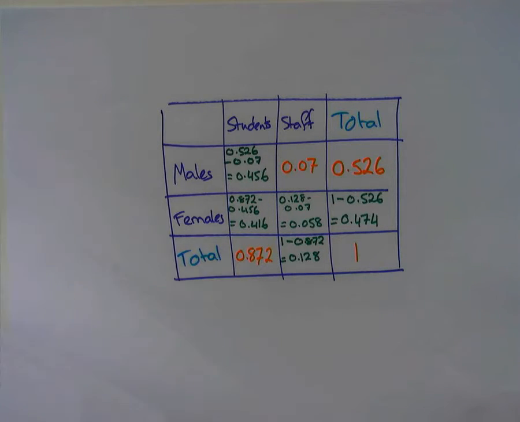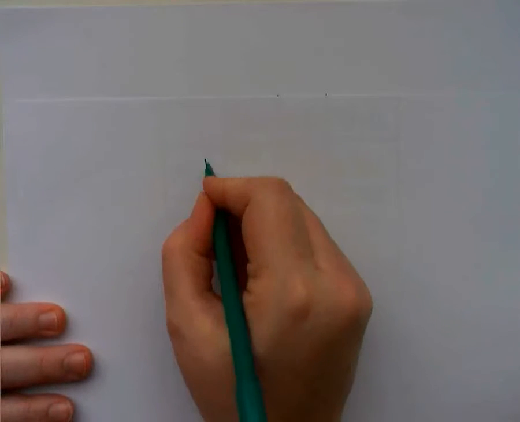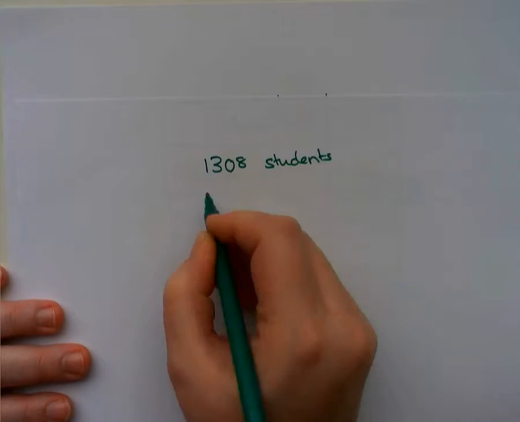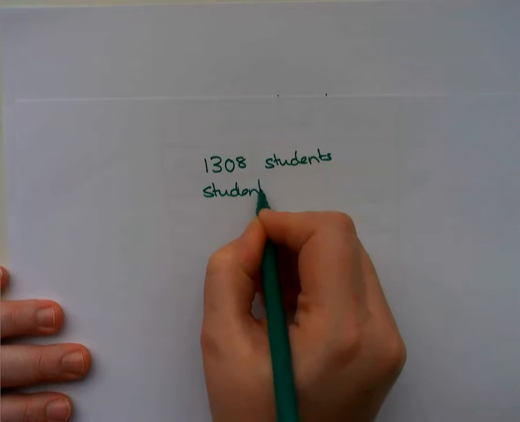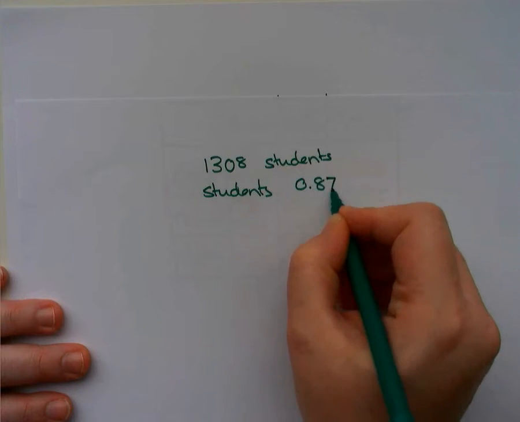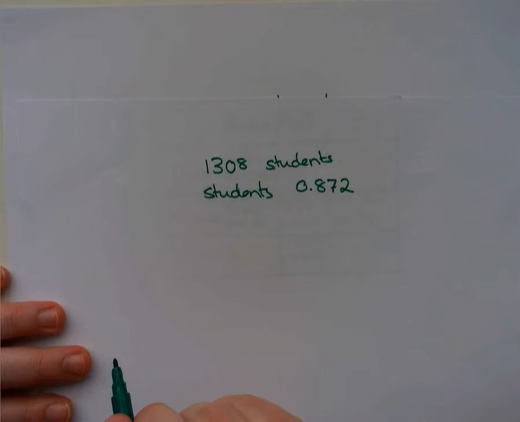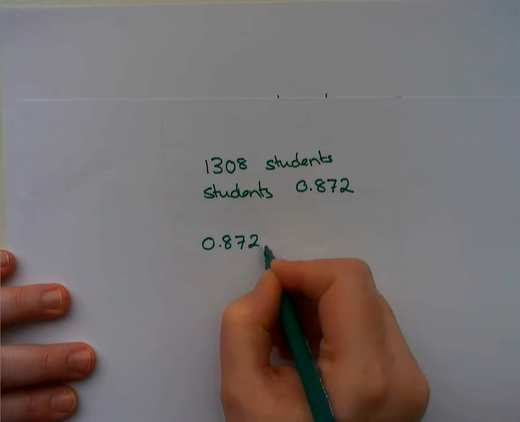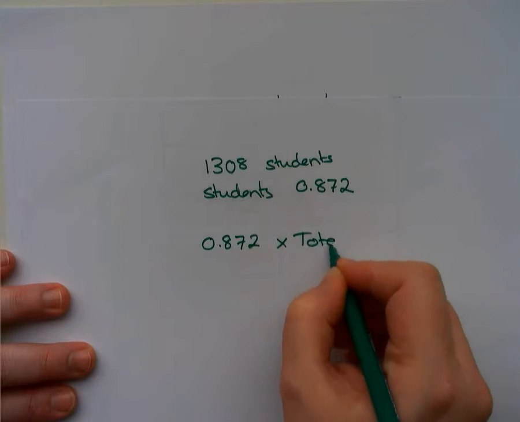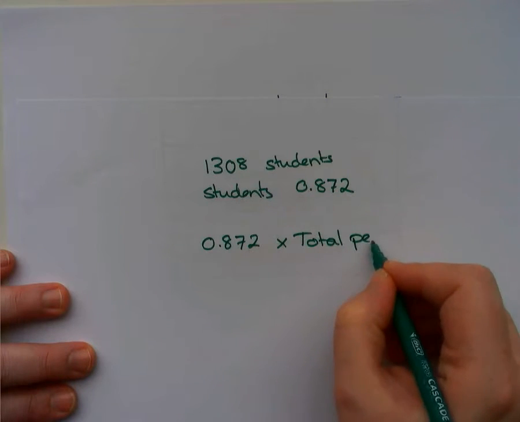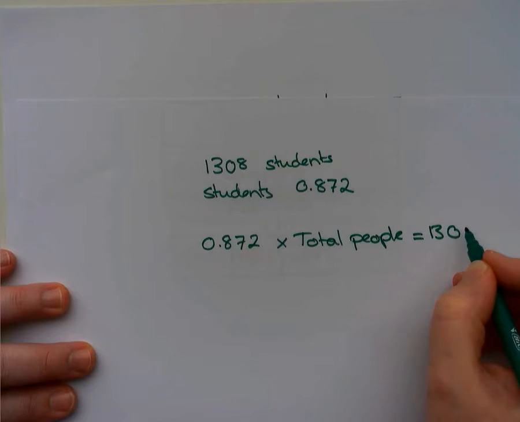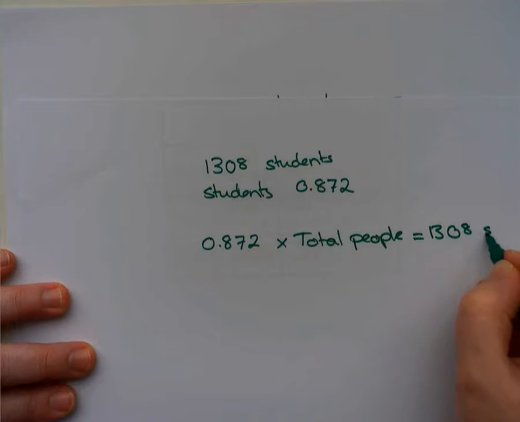So we know that there are 1,308 students, and we also know that students make up 0.872 of all the people at the school. So if I take 0.872 and multiply that by the total number of people at the school, then that should be equal to 1,308 students.